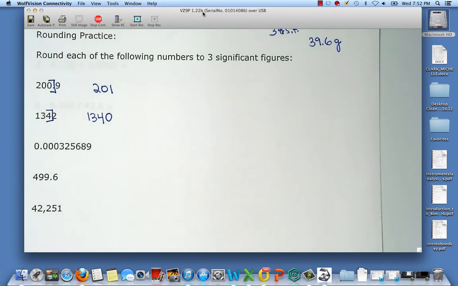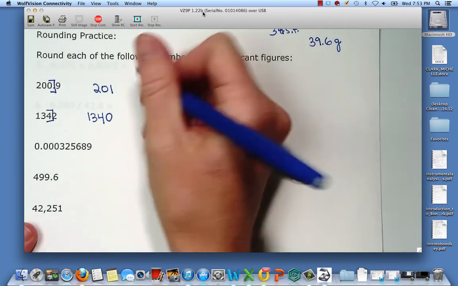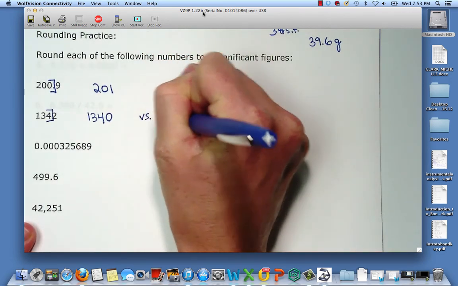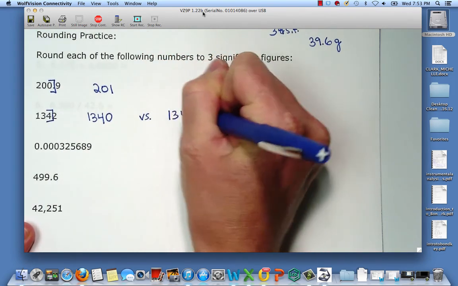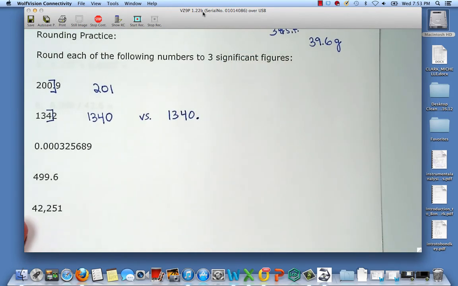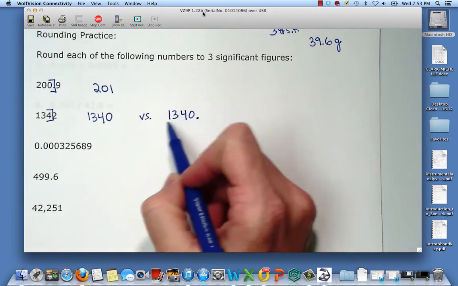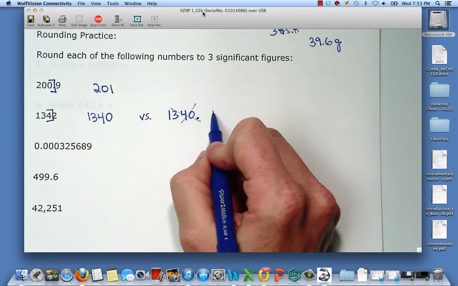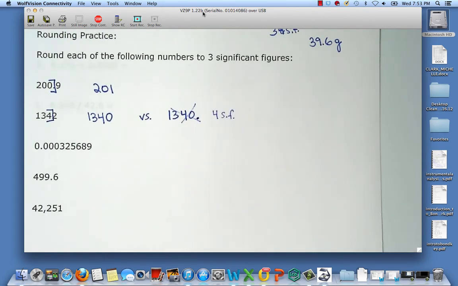So 1,340 has 3 sig figs. If I put 1,340 with a decimal point after it, it would have 4 sig figs. So that does not have 3 sig figs. This would be 4 sig figs.